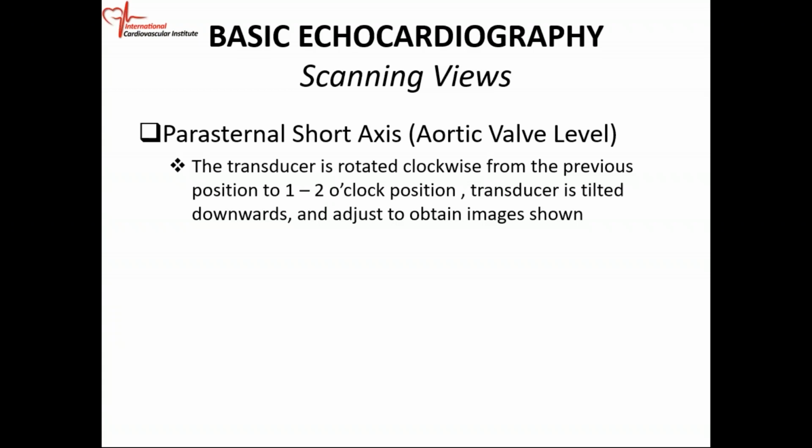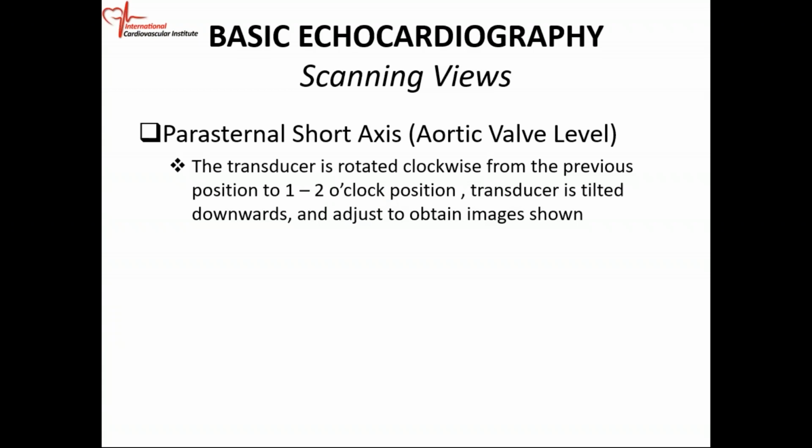Now, from the parasternal long axis view, again, remember to get the parasternal long axis, the transducer is in the third or fourth left intercostal space. The marker is pointing towards the right shoulder. You're going to clockwise rotate your transducer, and when you get to the 1 or 2 o'clock position, you're going to tilt the transducer downward. So you need to develop your protocol. When you tilt it downward, you're going to get the apex of the heart, okay?